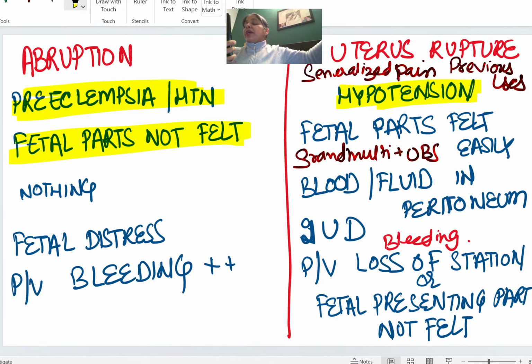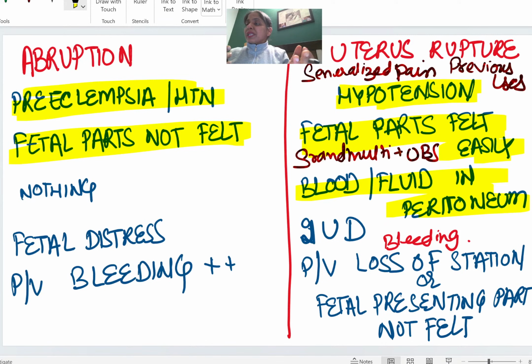In uterus rupture, the fetus is lying in the peritoneal cavity. The hint which they give is that fetal parts are easily palpable. Due to the rupture of the uterus, there is blood and fluid in the peritoneum. No such finding is seen in abruption.